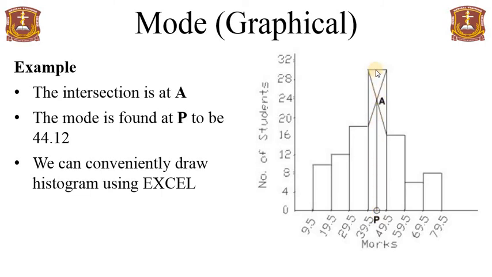What we said earlier is simply to draw a line connecting this corner here to this corner here. Then the same thing for the bars just next to the highest bar. We have this connecting to this, and the point where they intersect is A. Trace that down to the x-axis, and the value you obtain here gives us the mode. As I have said here, that value P is 44.12 for this data.